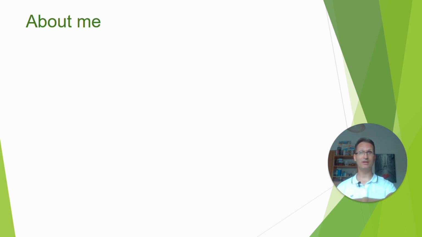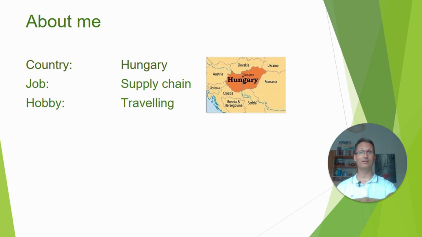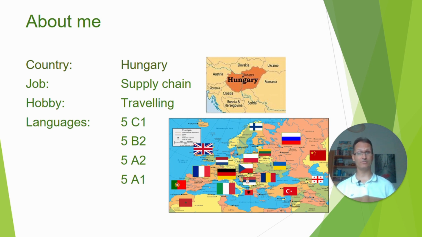Now, some words about me. I come from Hungary. I've been working in supply chain in the last couple of years, and my hobbies are traveling and, of course, languages. In terms of languages, I've reached the C level in the main Western European languages and Russian. I'm on intermediate level in other Eastern Central European languages, and I've started to learn some rare languages like Lithuanian, Albanian in the last years, and also I started to learn Arabic and Chinese.